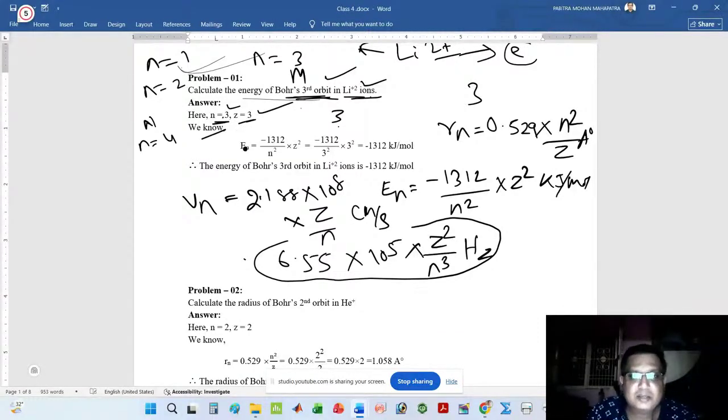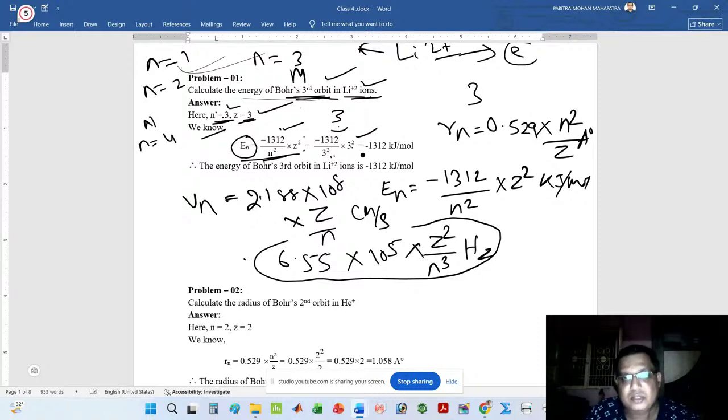Now we know the formula En is equal to minus 1312 divided by n square into Z square. Now put the values of n and Z in this equation. Then I will find minus 1312 divided by 3 square into 3 square. Here Z is equal to 3 and n is also equal to 3. So I can write 1312 divided by 3 square into 3 square.